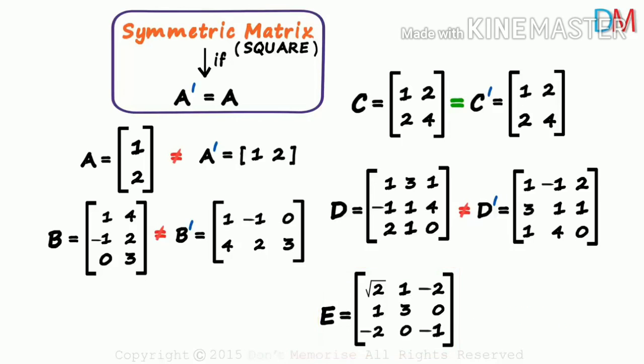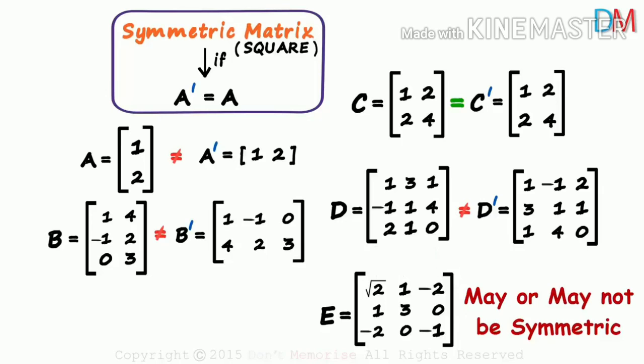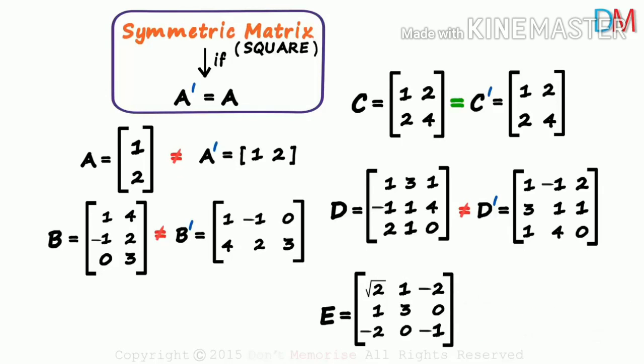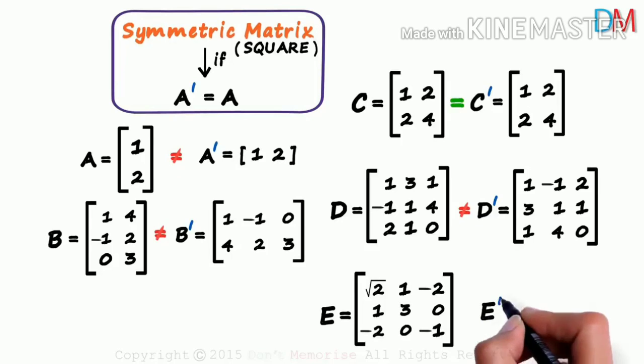The first thing we need to check is if the matrix is a square matrix. As it has equal number of rows and columns, we can say that it is a square matrix. So it may or may not be symmetric. To find out if it's symmetric, we need to find E transpose.